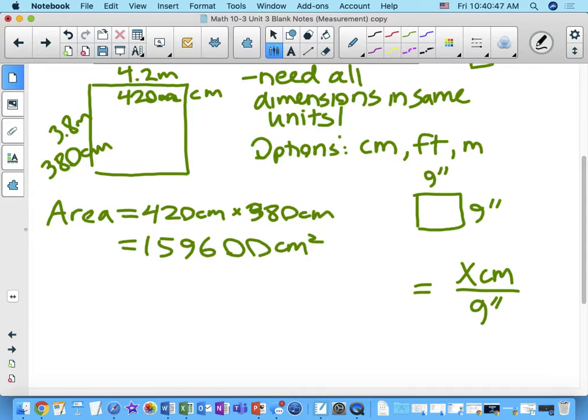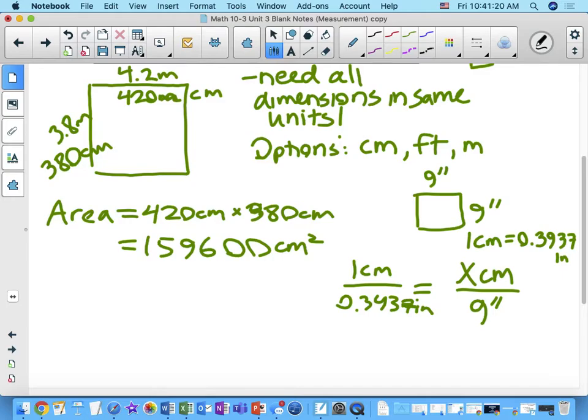1 centimeter equals 0.3937 inches. Okay, so we could use that. Well, what would go in the numerator then? Which of those two values would go in the numerator? The 1. And which would go in the denominator? The other one, right? 0.3937.